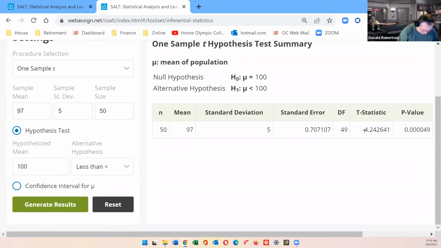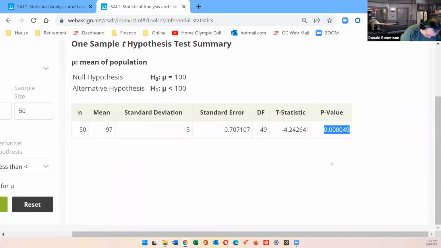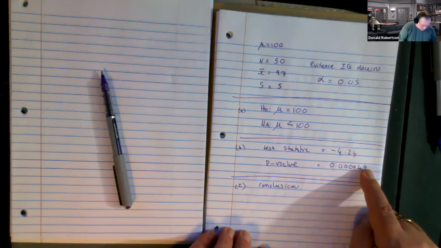And our T statistic was negative 4.24. Do you see it there? Negative 4.24. And the p-value is right next door, which is 0.000049. Okay. Are you comfortable about how we put all the numbers that we had in that story? Right, all these guys, and how we generated that just by reading the story, but these 2 things came from SALT.